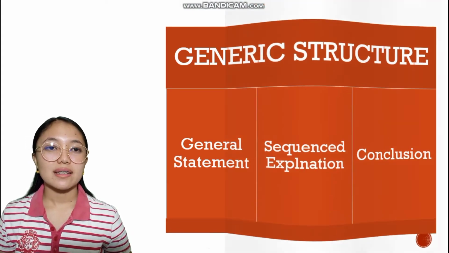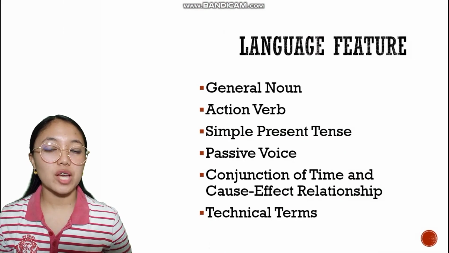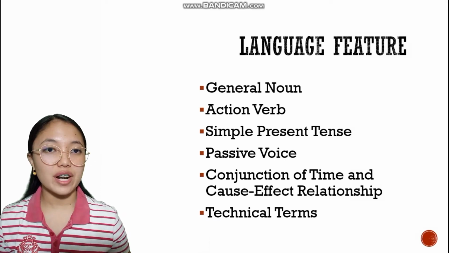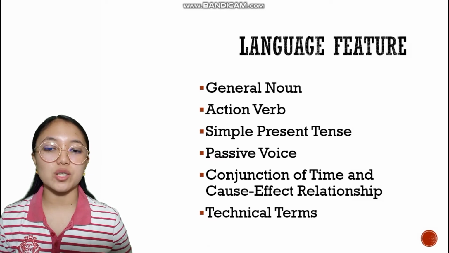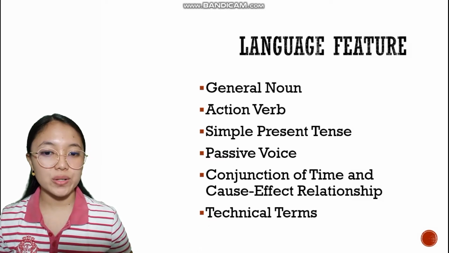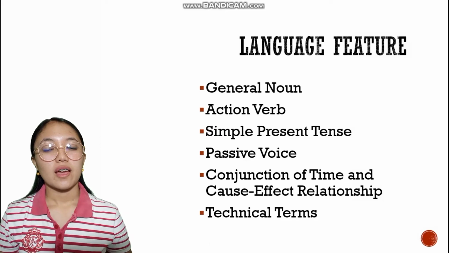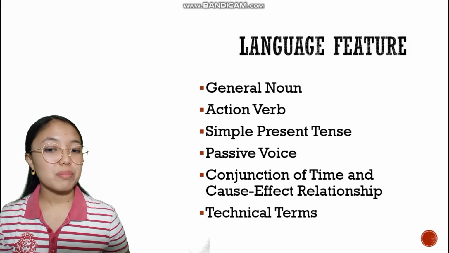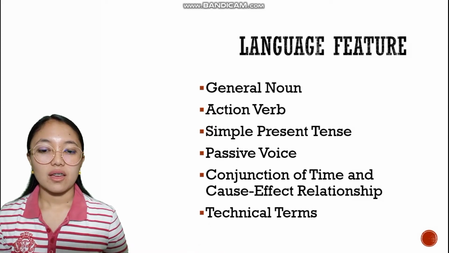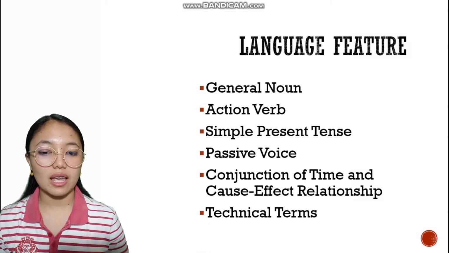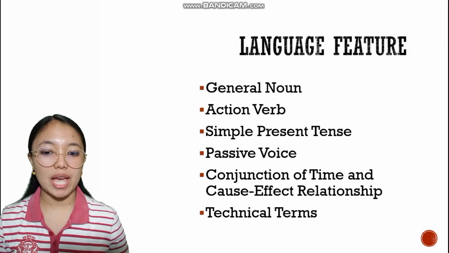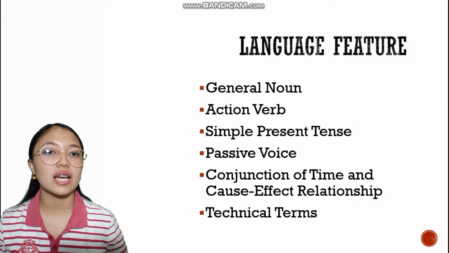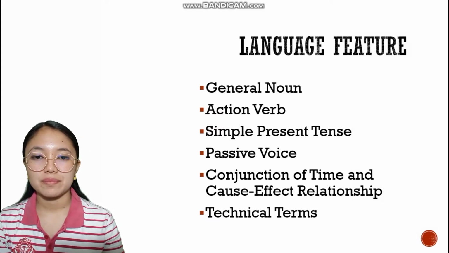To write explanation text, you have to follow the language features. There are several language features. The first one is general noun. You have to use action verb, use simple present tense, use passive voice, and use conjunction of time and cause-effect relationship, and use technical terms.